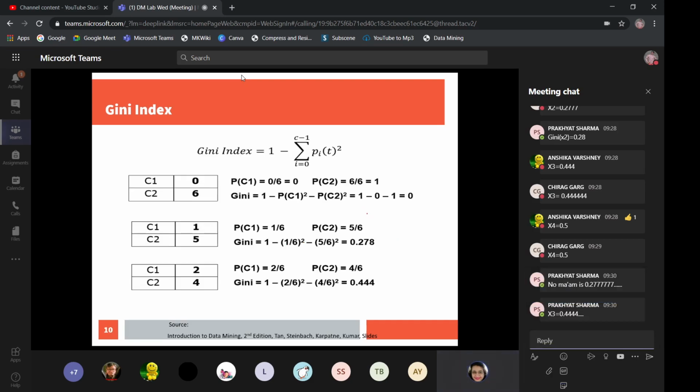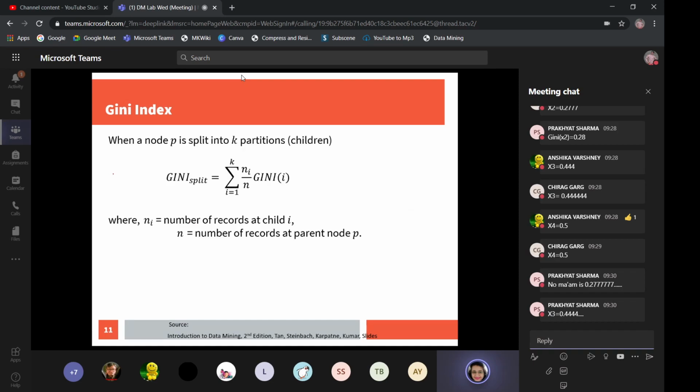Okay, sorry. So this is giving you least impurity. Something that is giving you least impurity will be the one to be picked up for the split. And when a node is split into multiple partitions, Vibhu, this is what I am explaining.